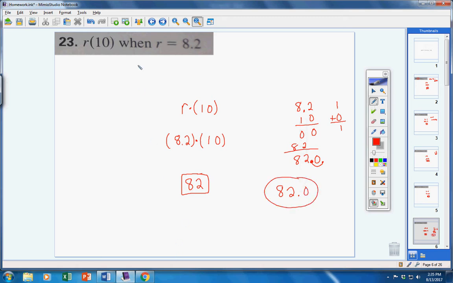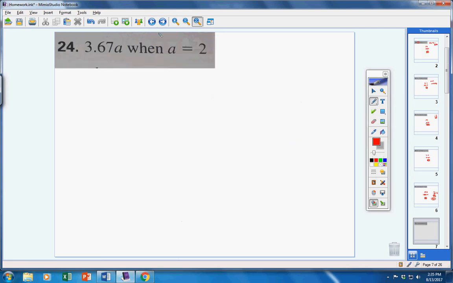Alright, number 24. 3.67a, excuse me, 3.67a is your expression. Where the a is, I'm going to put a parentheses and substitute 2. So now I'm going to multiply 3.67 times 2, and you'll get 7.34, alright?